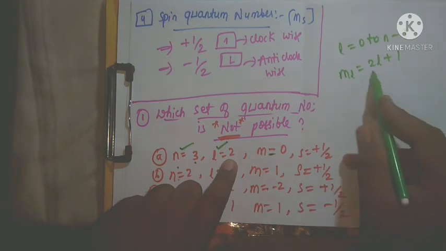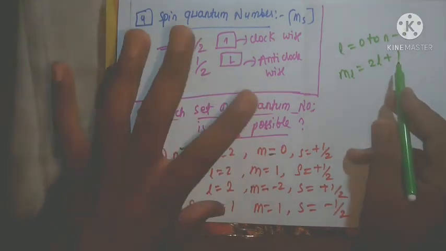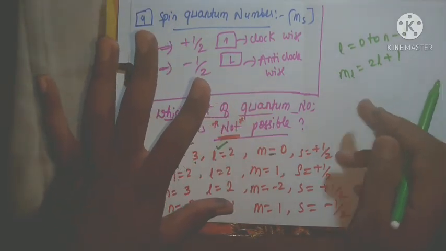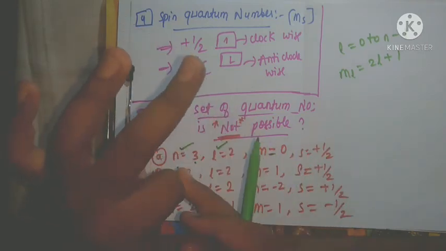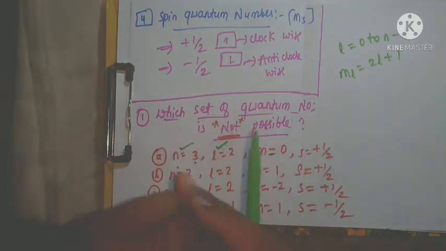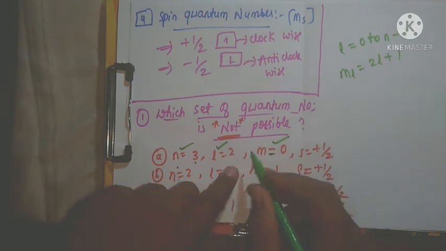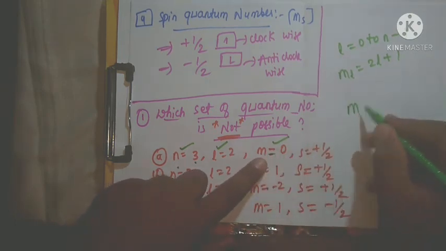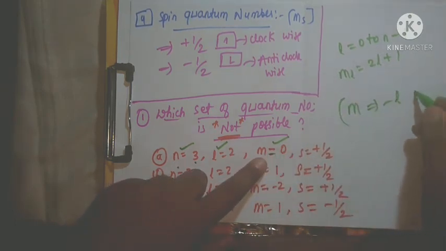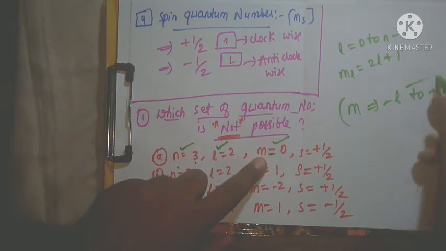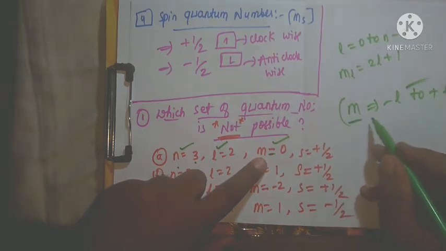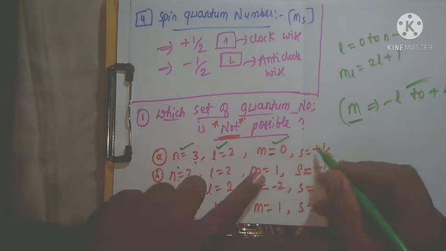If you put 2 here, 2 into 2 is 4, 4 plus 1, 5. 5 orbitals are possible. What are the possibilities? Minus 2, minus 1, 0, plus 1, plus 2. Therefore 0 is possible. That is in between. This m value should be in between minus l to plus l. Then it is possible, then it is correct. Just remember the hint: it is minus l to plus l. 0 plus half is possible.